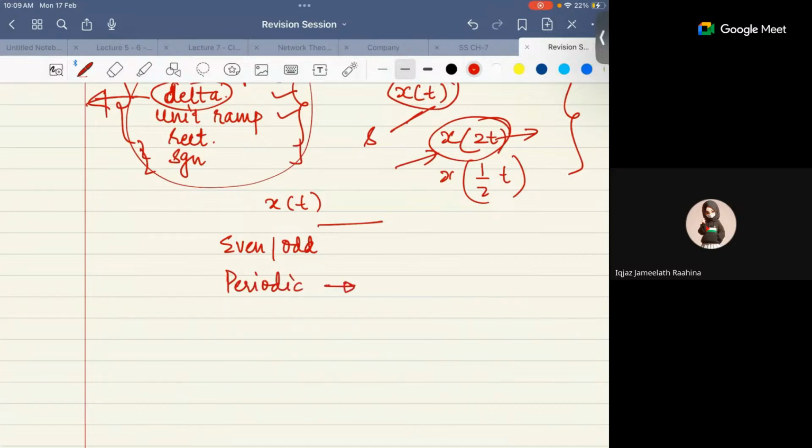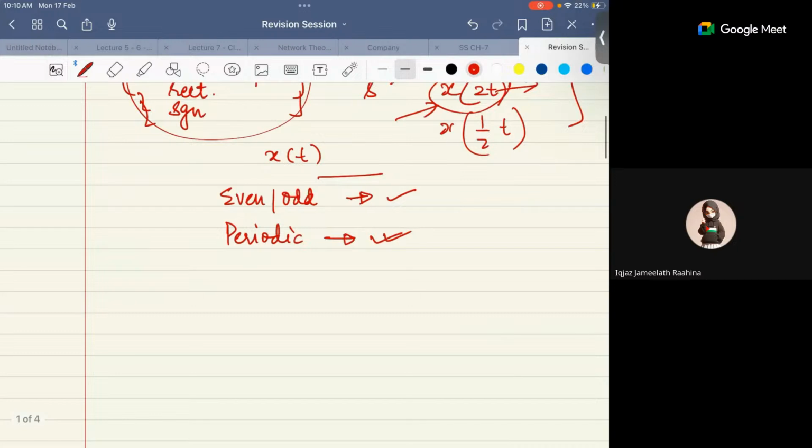So here you must be knowing how to calculate the fundamental period of any signal that has been given to you, whether the signal is periodic or not. Also, whether the given signal is even or odd, or for a given signal, find out the even part and the odd part. This type of question will be there, and from the periodic part you will be asked to calculate the fundamental period, or whether the signal is periodic or not.